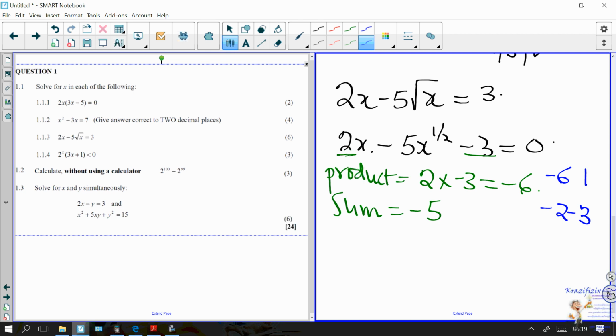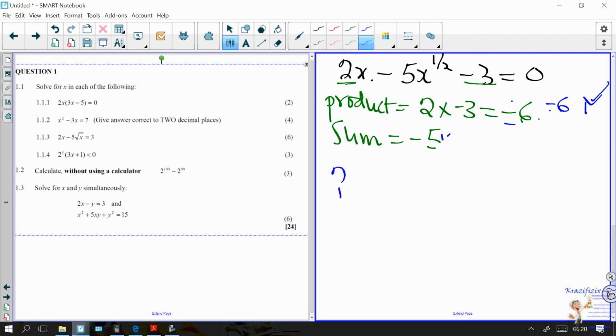But what is wrong with my factors? Negative 2, negative 3, yes, it would give me 5. But negative 2 times negative 3 would give me a positive value of 6, and I want a negative value. So this is wrong. 1 minus 6 will give me minus 5. 1 times minus 6 will give me negative 6. This is correct now. All right. So what are my factors? 1 and negative 6.